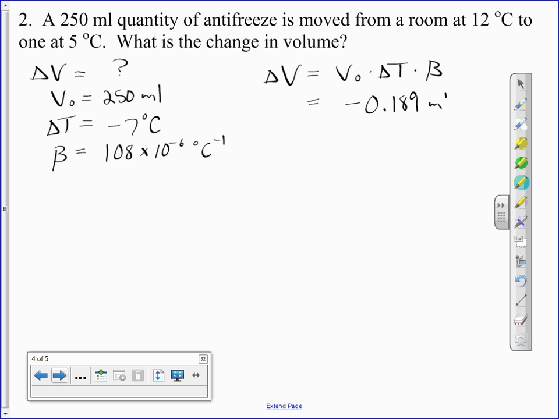And that's milliliters. What's the change in volume? It is a decrease of that amount, or a contraction maybe would be even a better word. One more example, and then I'll let you get to work.